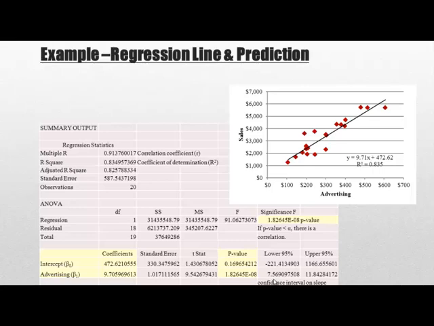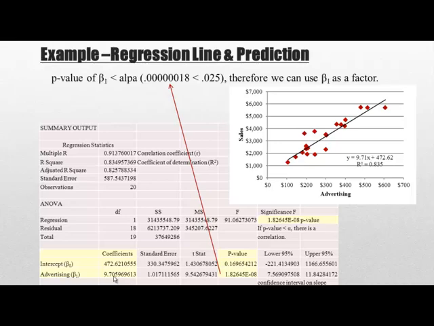So the next piece of this is the regression line and prediction. If I spend $310 on advertising, how much am I going to have in sales estimated? So when we do this, we're going to look at the slope of the line. We're first going to see if it's valid before we do that. So our p-value for that, again, is less than alpha. So therefore, beta 1 is a factor.